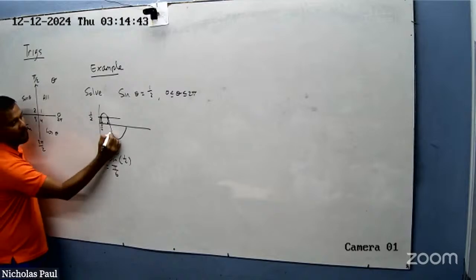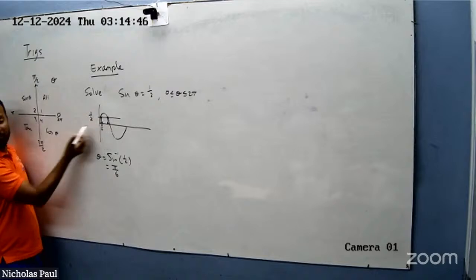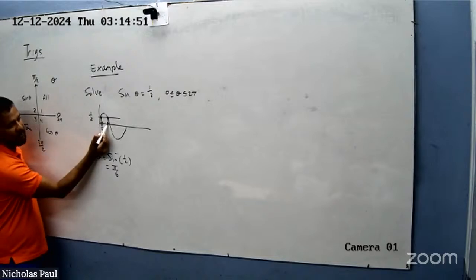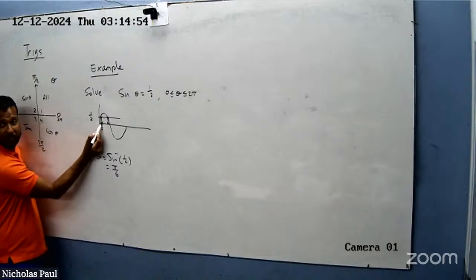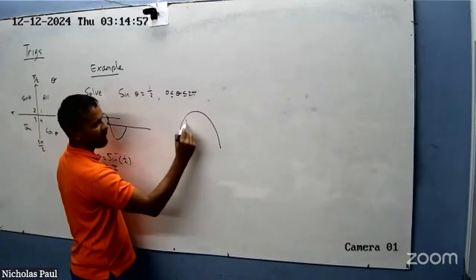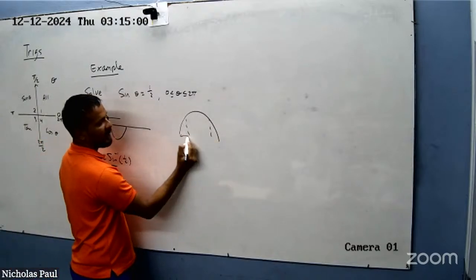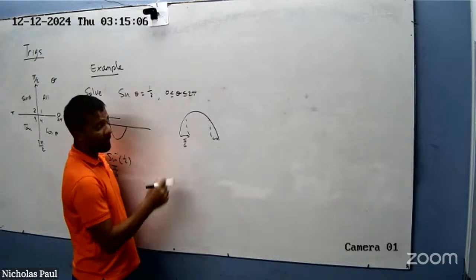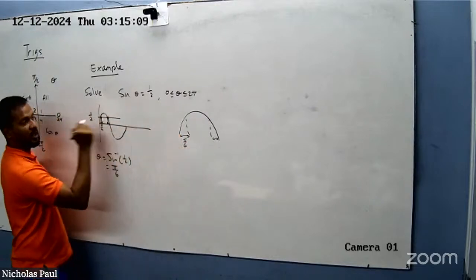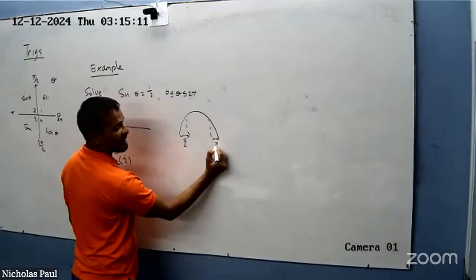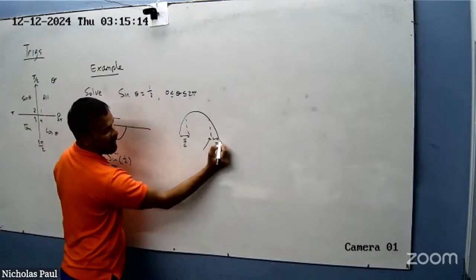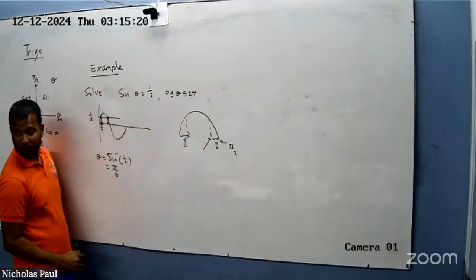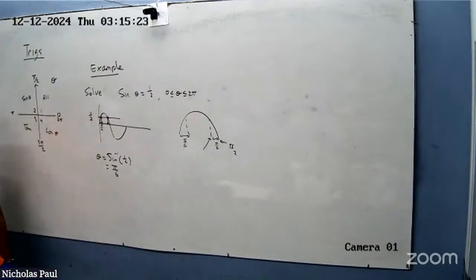Olia, any ideas how to get this value here? Here to here is pi on 6, right? This is a nice symmetrical curve. So here to here is pi on 6 as well. So how do I get this value here if this value is pi on 2?